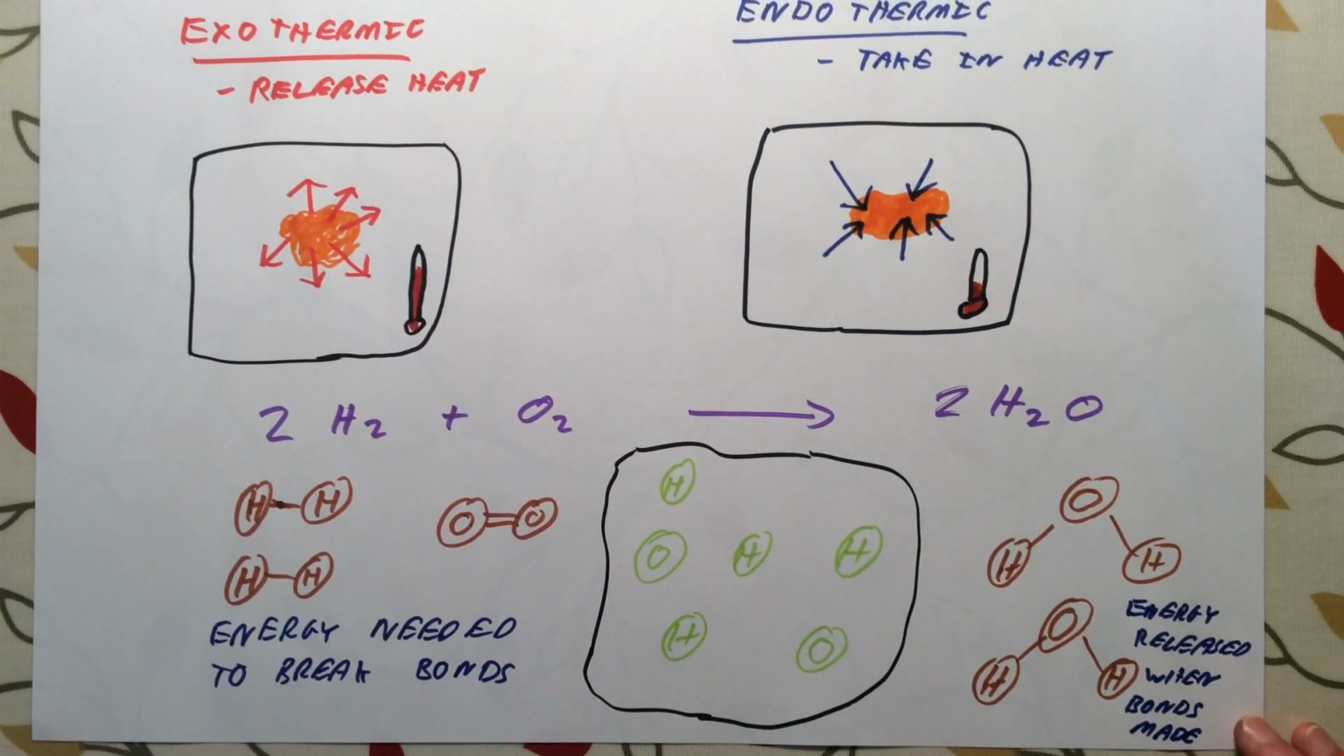In an endothermic reaction, it takes much more energy to break the bonds than is kind of given back or released when the bonds are made. So in an endothermic reaction, you need to put more energy in to break the bonds than is released when you make new bonds. I actually think this is easier to understand using graphs. You do need to understand the graphs for higher tier. You don't for foundation, but I think it is useful to know anyway.